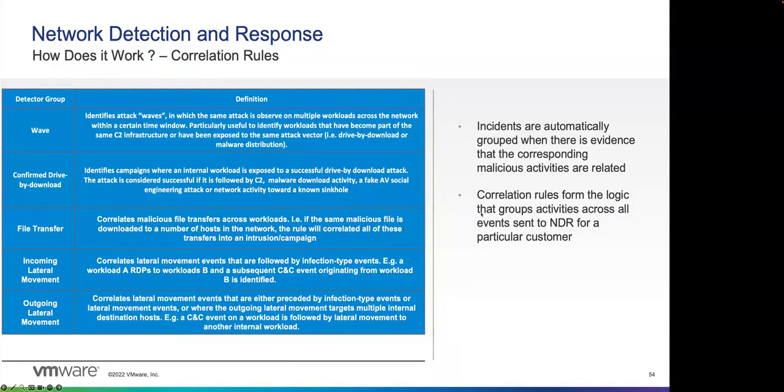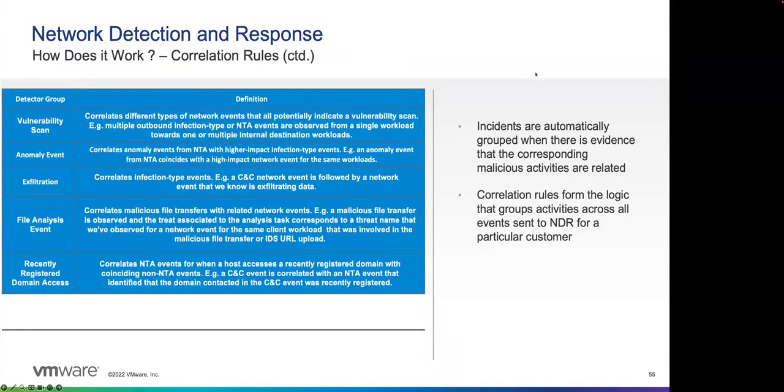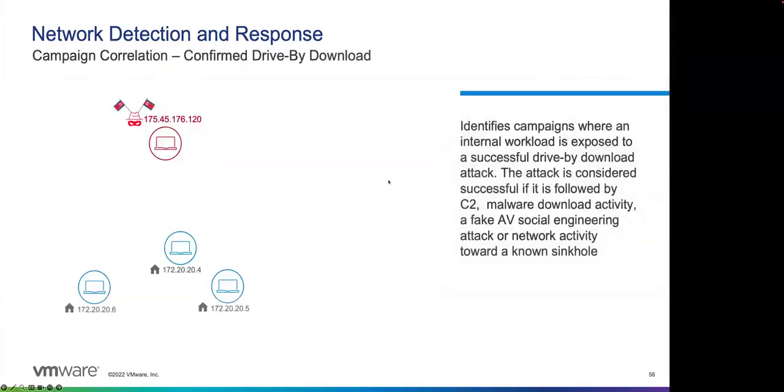For detector groups, we identify attack waves, confirmed drive-by download, file transfer, incoming lateral movement, and outgoing lateral movement. Those are currently the correlation rules that we have, along with vulnerability scanning, anomaly event, and exfiltration. Exfiltration correlates infection types, a network event followed by a network event that is known for exfiltrating data, file analysis events, and recent registered domain access.